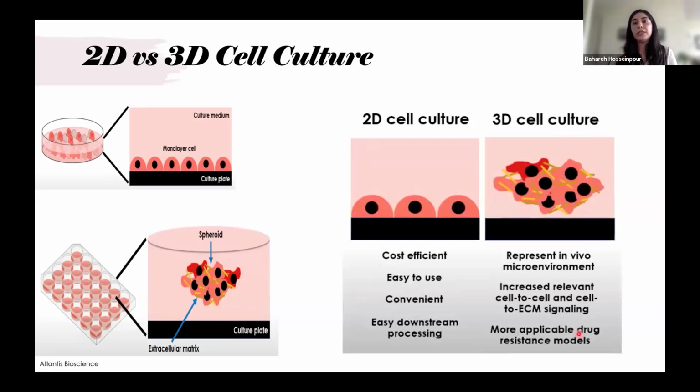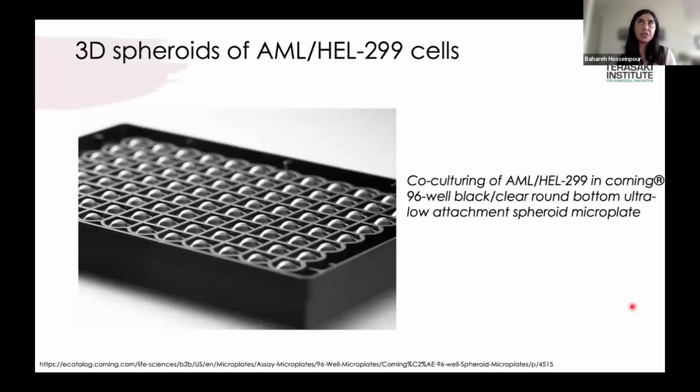So technically, 2D cell culture is a very easy technique. It's very convenient; you can just use it very easily. But 3D cell culture represents the tumor microenvironment better than 2D, and also we can increase the cell-cell interaction to the extracellular matrix, and it's also a more applicable drug resistance model. Therefore, we decided to make this 3D model of our AML cells with the help of fibroblasts.